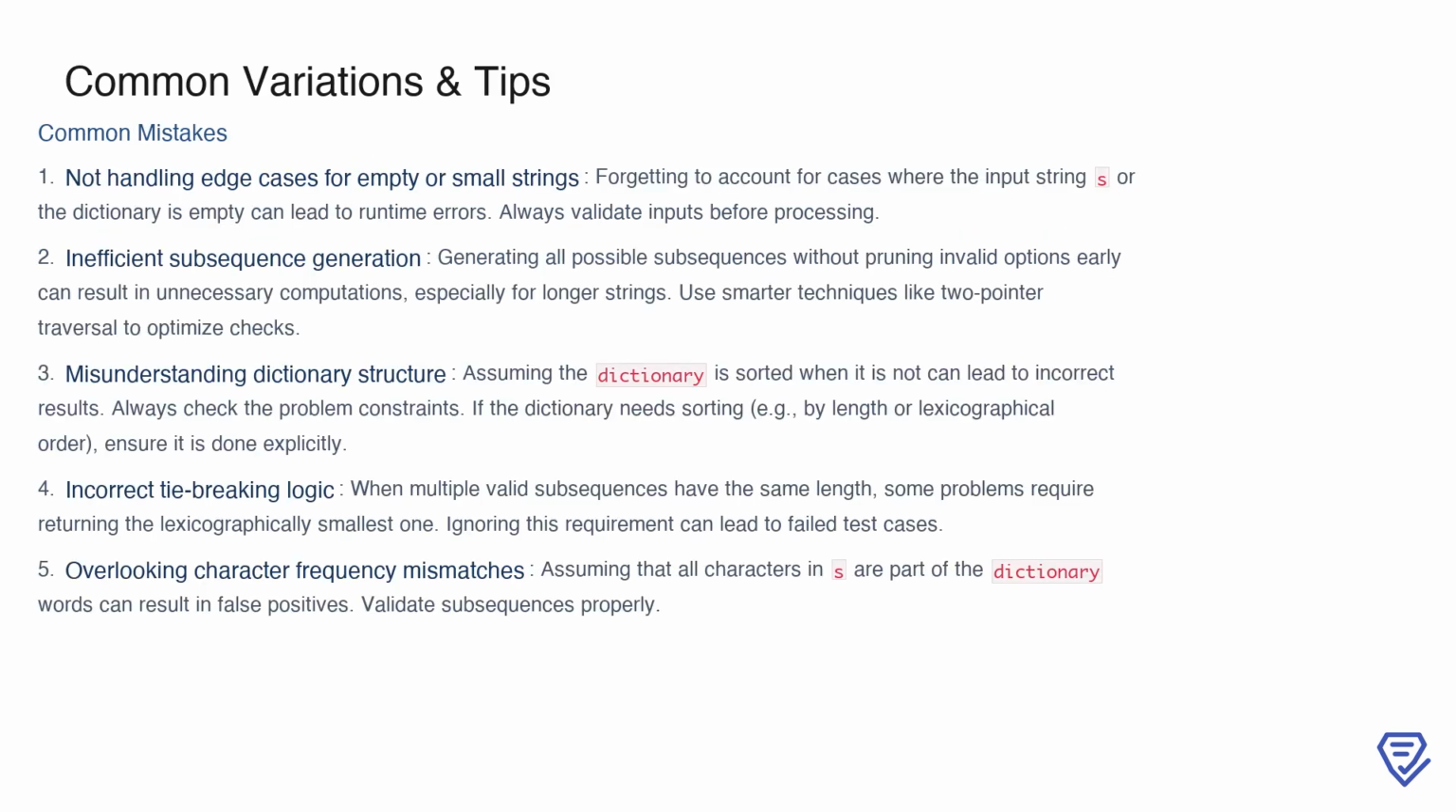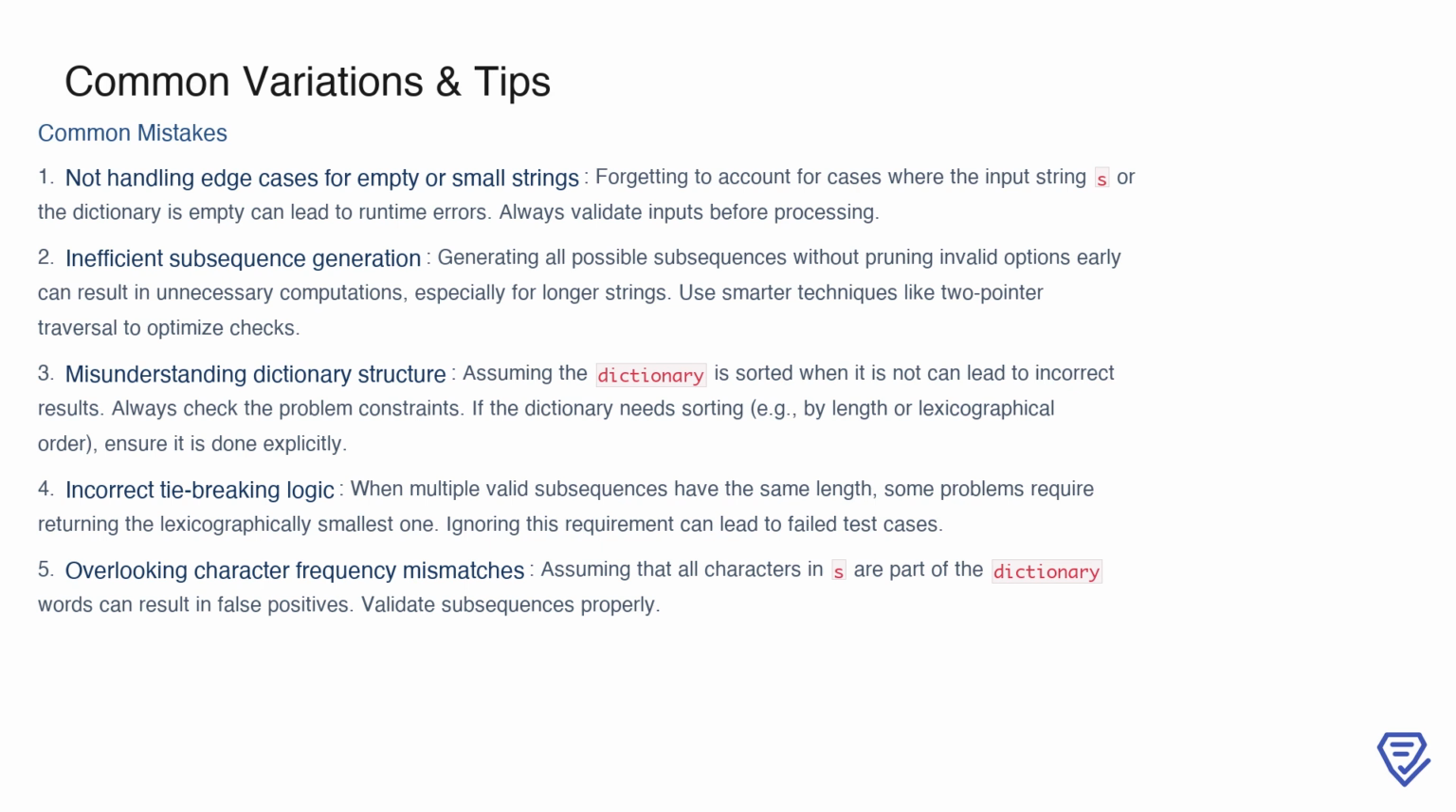When working on this problem, there are a few common mistakes to watch out for. First, always ensure you're handling edge cases, such as when the input string s or the dictionary is empty. Failing to validate these cases can lead to runtime errors that are easily avoidable. Next, avoid inefficiently generating all possible subsequences from the string s.